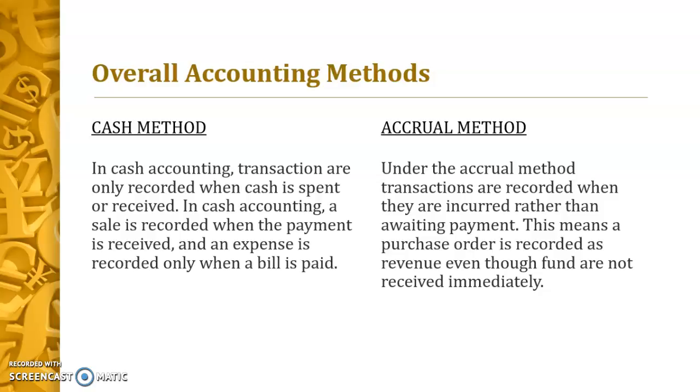If a business generates more than $5 million in annual revenue, however, it must use the accrual method according to the Internal Revenue Service rules.